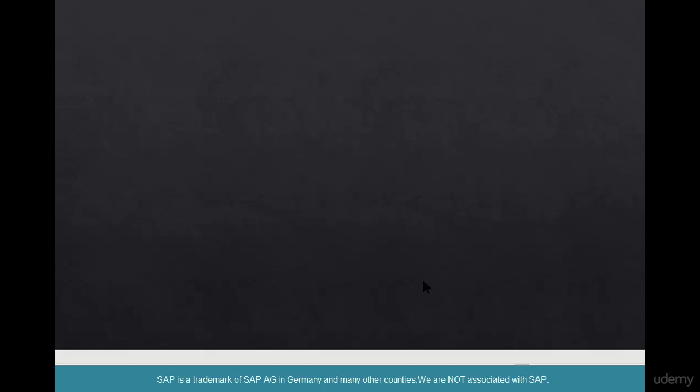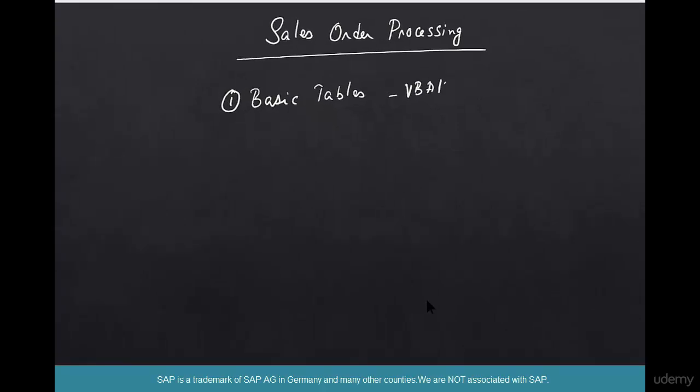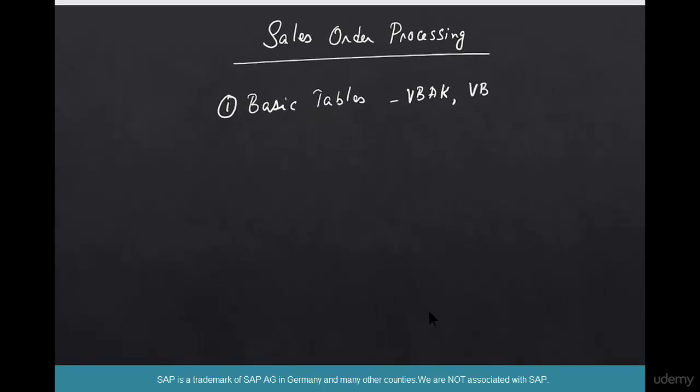Let's take an example of sales order processing. When you create a sales order, the basic tables are updated. The examples of basic tables are VBAK, the sales order header, VBAP, the sales order item, and so forth. If you are from a MM or PP background, think of a production order.